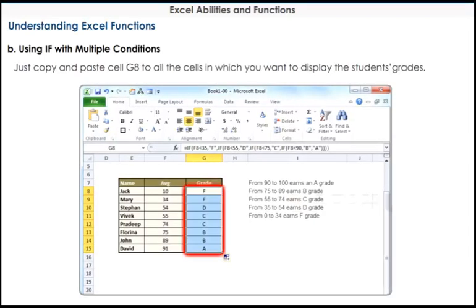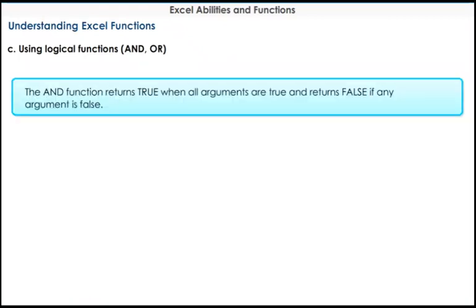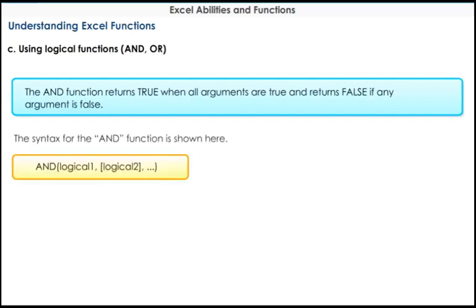Just copy and paste cell G8 to all the cells in which you want to display the students' grades. Using logical functions AND and OR. The AND function returns true when all arguments are true and returns false if any argument is false. The syntax for the AND function is shown here.